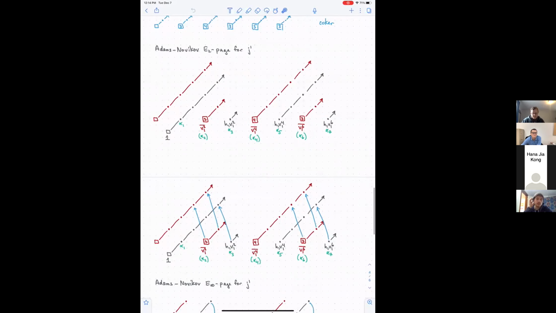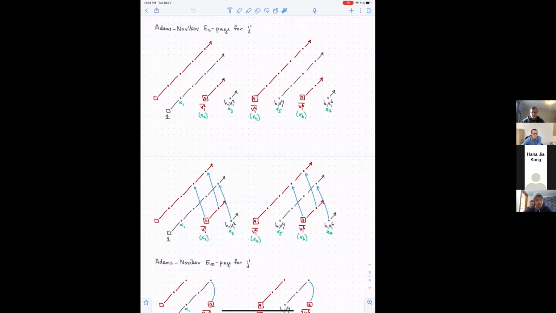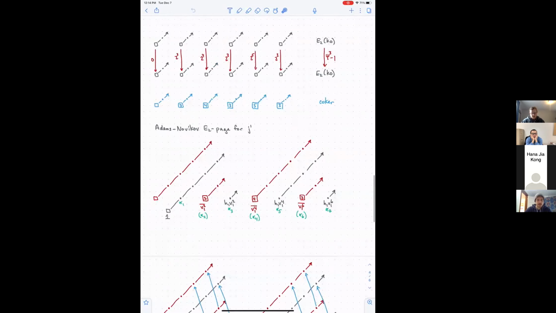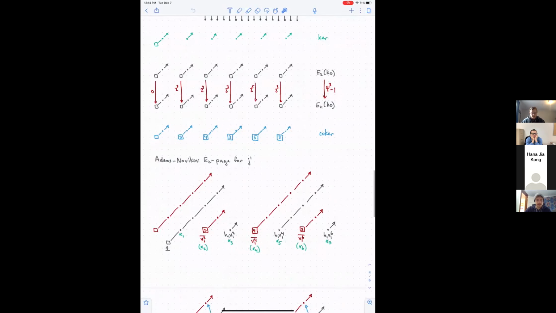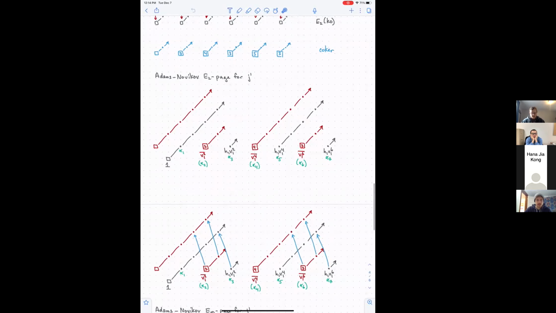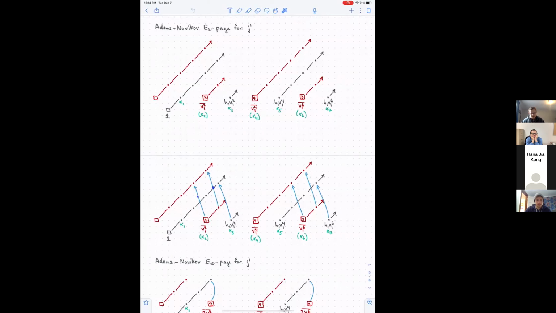Okay, so there's the Adams-Novikov E2 page for J prime. And then the next thing is to look at Adams-Novikov differentials. And it turns out there are some differentials, and I've shown them here in blue. Okay. These are corresponding completely to the differentials that we saw for KO. When we go way back up here, we saw a couple of D3s for KO.